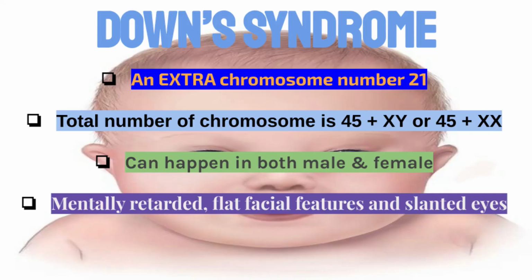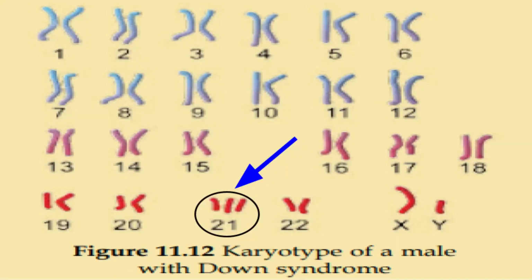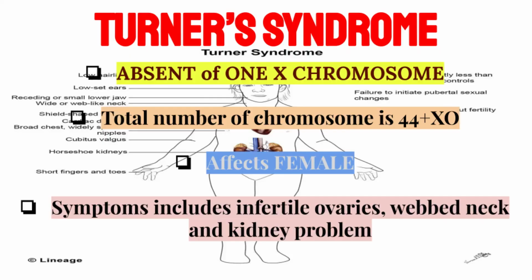Down syndrome. It happens due to an extra chromosome number 21, which makes the total number of chromosomes 45 plus XY for male and 45 plus XX for female. It can happen in both male and female. Its symptoms are mental retardation, flat facial features and slanted eyes. You can see in this diagram pointed by the arrow that there is an extra chromosome number 21 for a male Down syndrome patient.